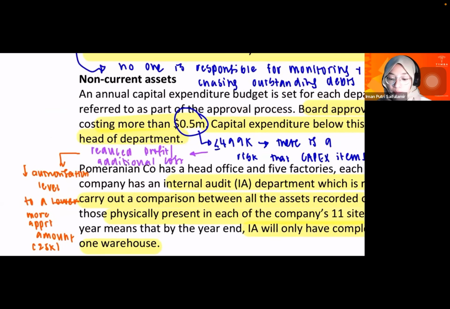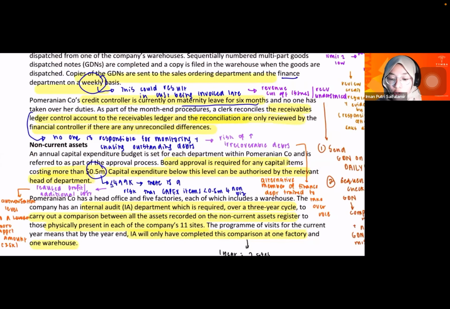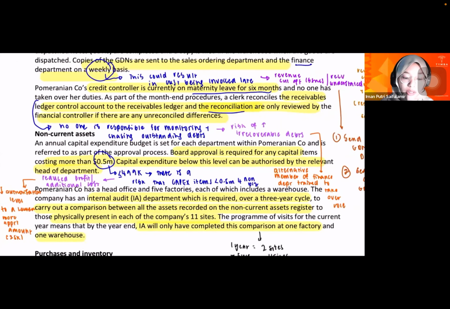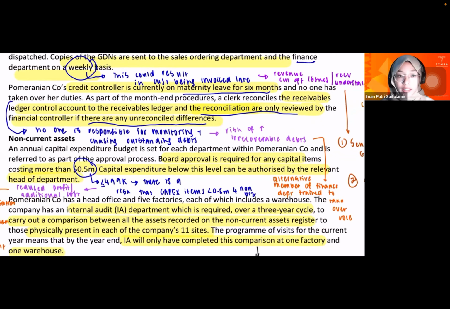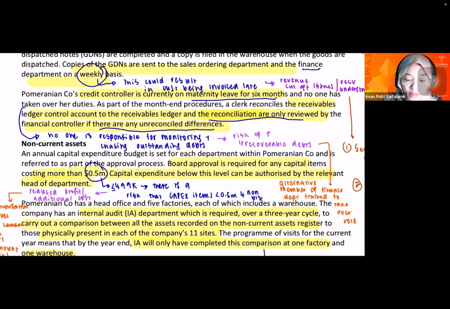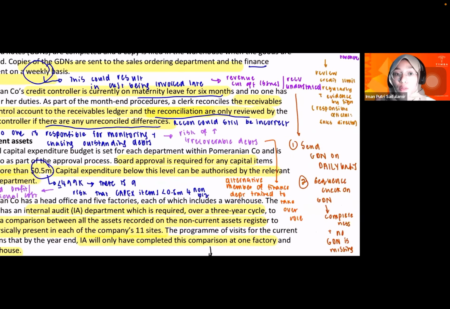Okay, so another thing that I missed out is basically on the reconciliation. The receivable ledger control account reconciliation is performed. However, the issue right now is that the recon is only reviewed if there are any unreconciled differences. There is a risk that there could be errors that cancel each other out. If there is no review, these errors will not be identified. So the recon could still be incorrect, either due to error or manipulation. And if this is not reviewed, these errors will not be identified and resolved on a timely basis.